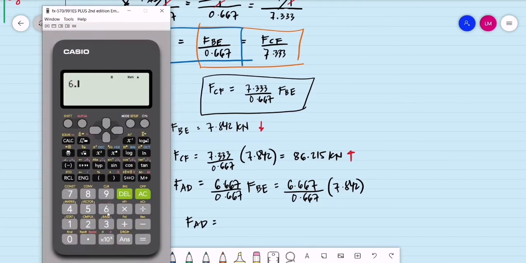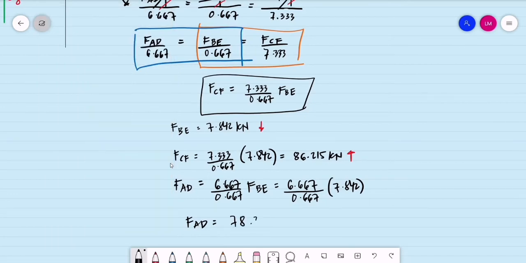The axial force for column AD is now equal to 6.667 divided by 0.667 multiplied by 7.842 kilonewtons. That is equal to 78.385 kilonewtons, and its direction, it is under tension, is downward.